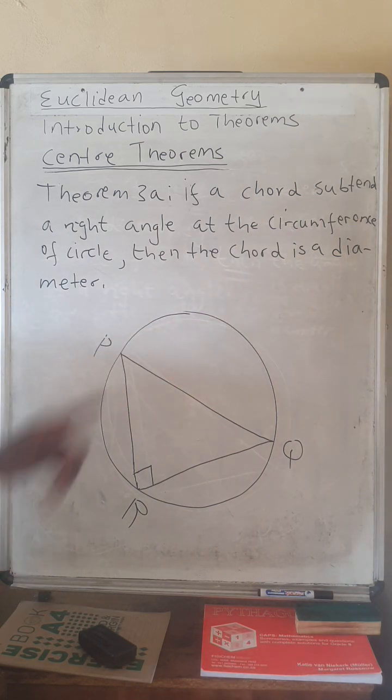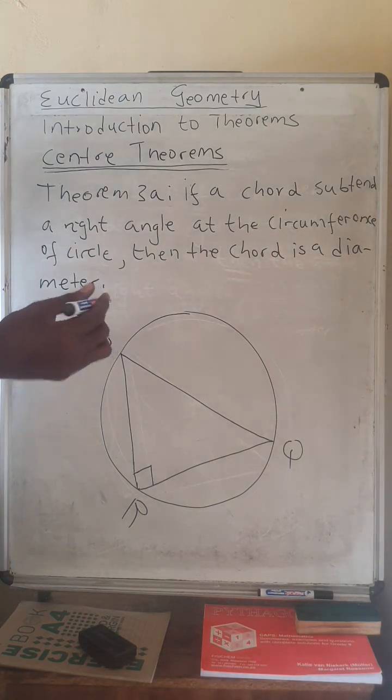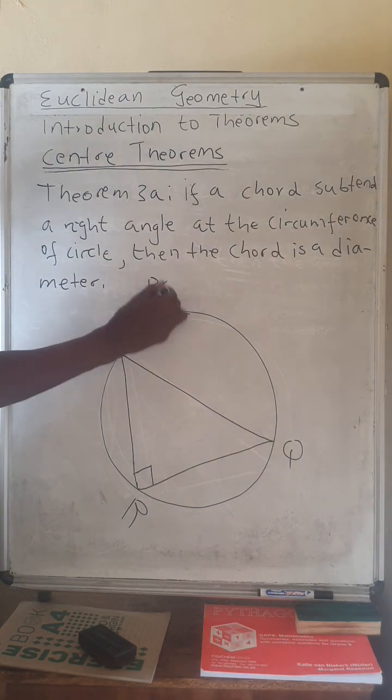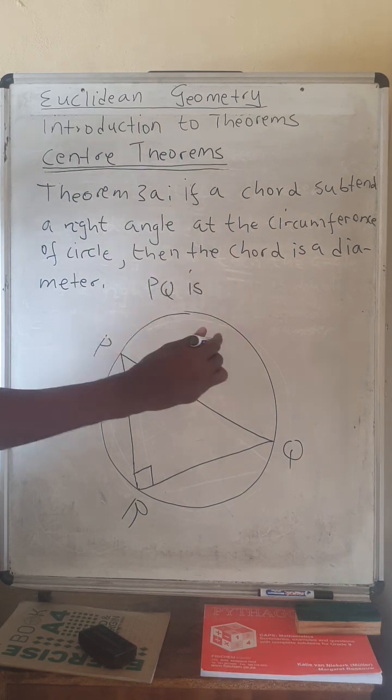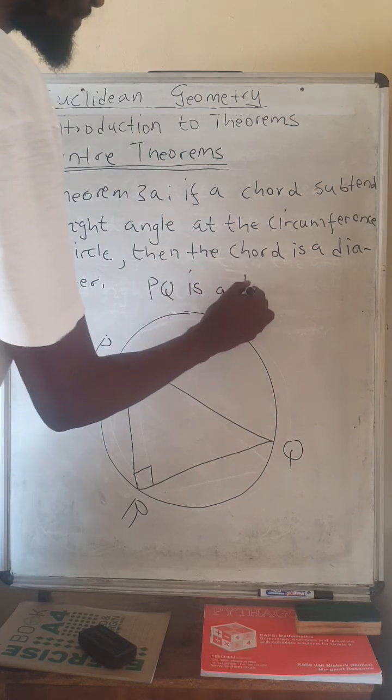Now, can I conclude? Yes, I can conclude. How do we conclude? Then the chord is a diameter. So it means PQ will be a diameter. Then PQ is a diameter.